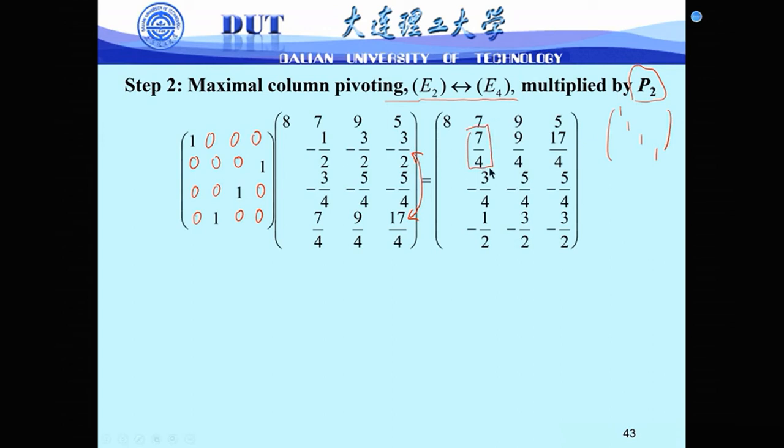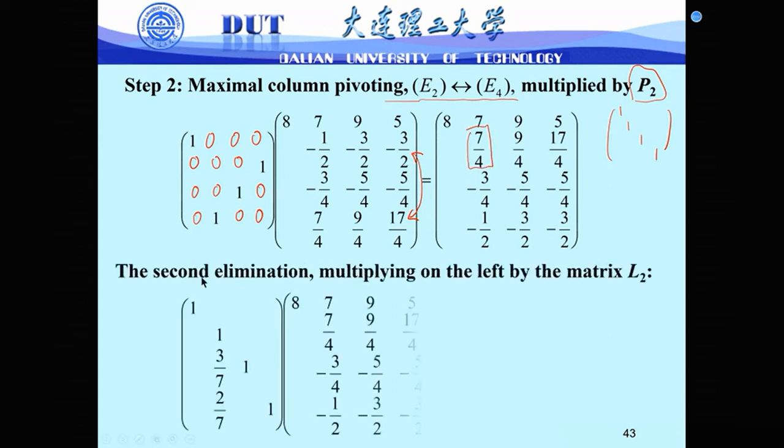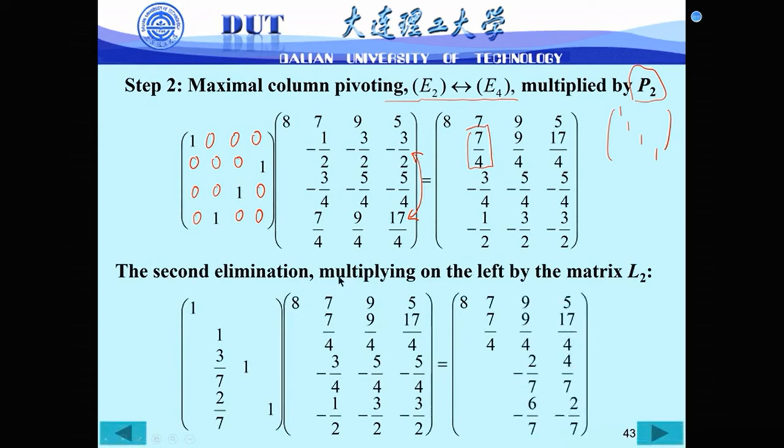Are you clear? Again, the second elimination. We need to multiply by the matrix L2, a lower triangular matrix with 1 on its diagonal. So you only need to know we have two multipliers. How to obtain the two multipliers? They are ratios, right?